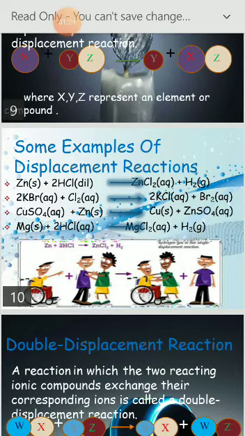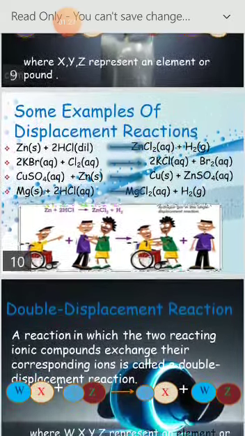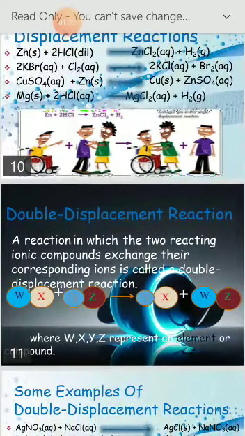Another type of chemical reaction is double displacement reaction. So in double displacement reaction, what happens? The reactants mutually exchange their anions. So a double displacement reaction can be defined as a reaction in which the two reacting ionic compounds exchange their corresponding ions.